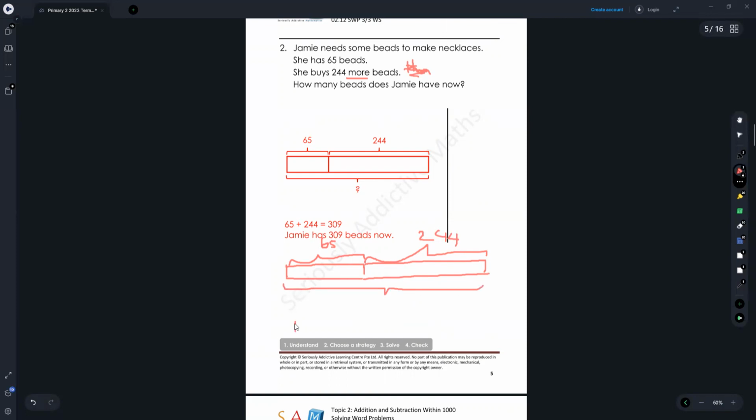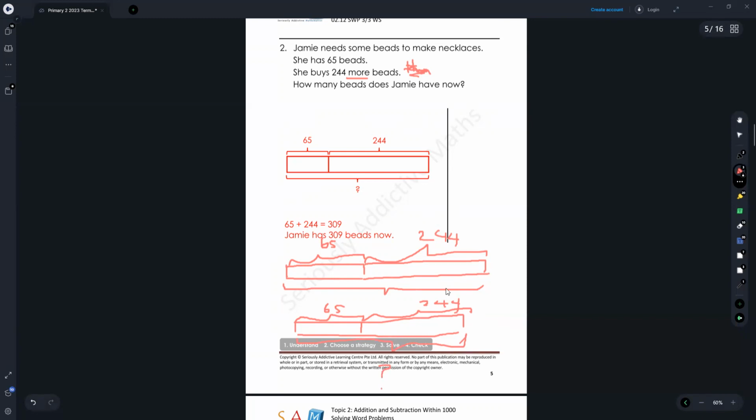Sometimes the student may just draw one long bar first, for the very experienced ones. Because they know that this is a part-whole model, one part here is 65. That's fine as well. And then the other part here is 244. After that, they draw the question mark. So how many in total? Question mark. That is fine as well, right?